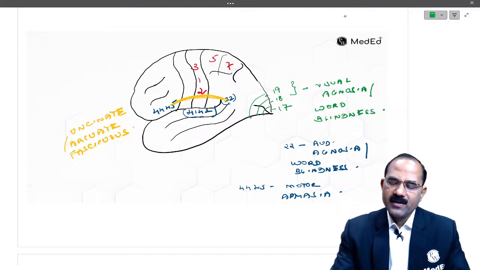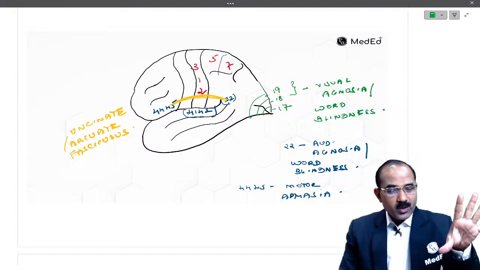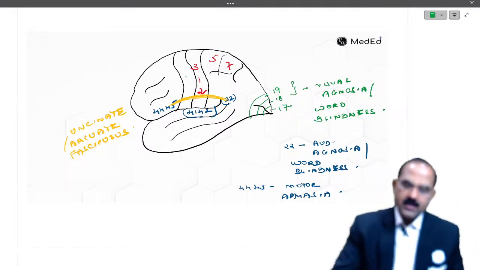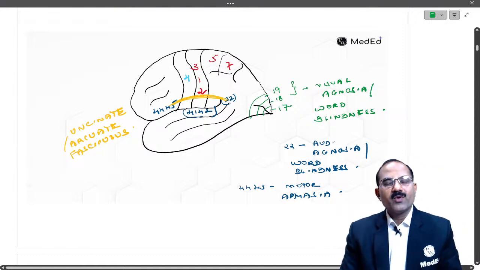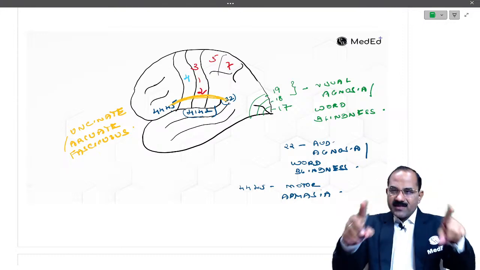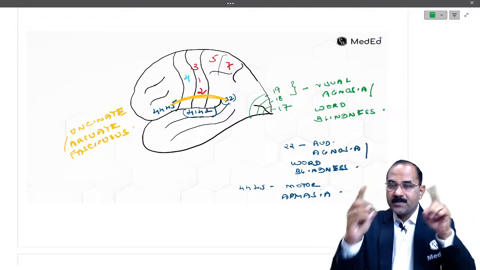Hi. Now we're coming to the frontal lobe. Now frontal lobe is a motor lobe, and this frontal lobe will have all motor areas, right? So what is area number 4? Area number 4 is primary motor area, and this area number 4 will give rise to two types of fibers.